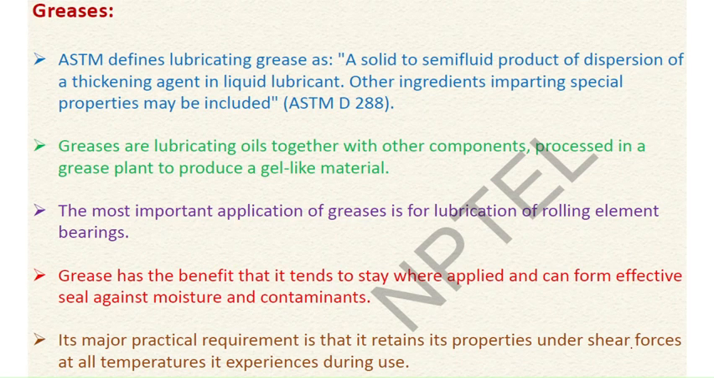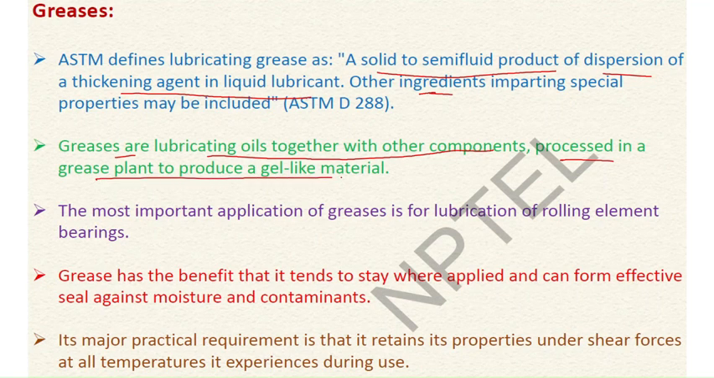Now coming on to the greases. Greases are mainly a solid to semi-solid product of dispersion of a thickening agent in a liquid lubricant. Other ingredients that impart special properties may be included. Greases are mainly lubricating oils together with other components, processed in a grease plant to make a gel-like material.